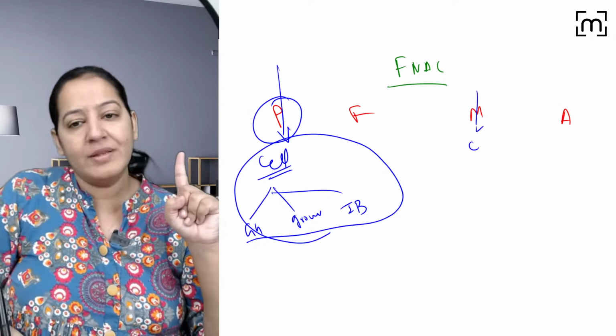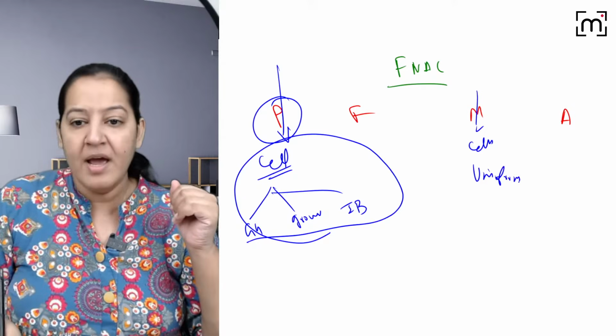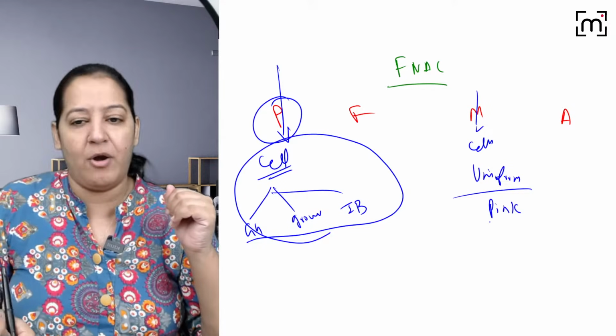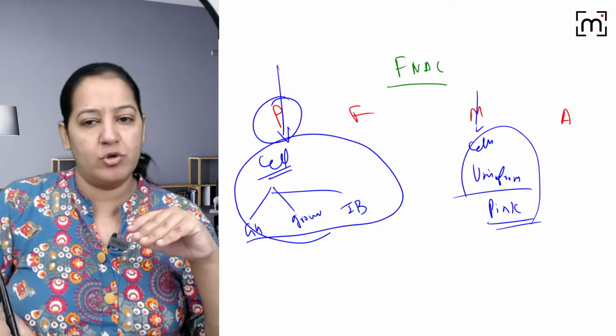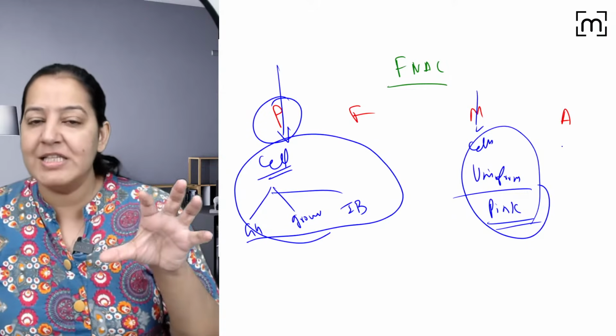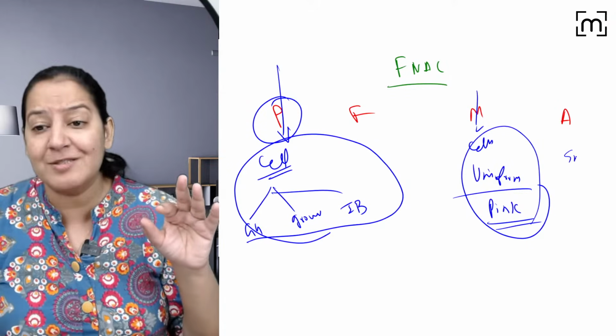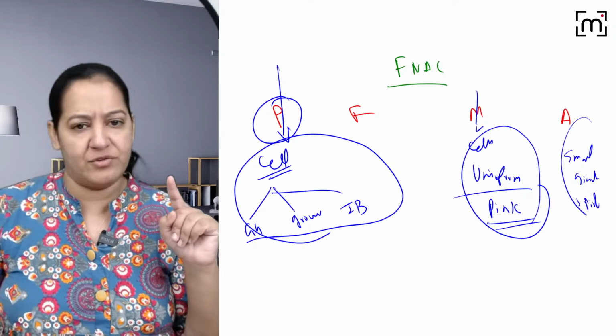In medullary, all the cells coming out in FNAC will be of uniform size. Number 1, and you will see pink colored material, that is amyloid, which will also come in the syringe, on the slide. That will give the confirmation. In anaplastic, the cells will be highly pleomorphic. Some will be small cells, some giant cells, some spindle cells. So that is also diagnostic.